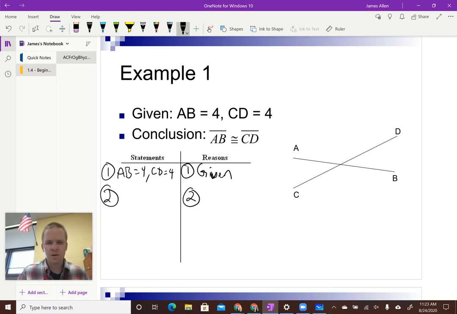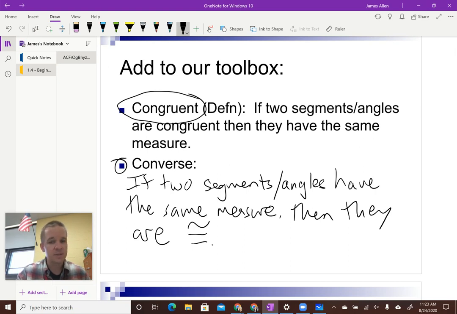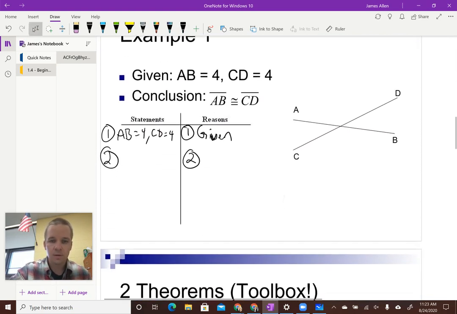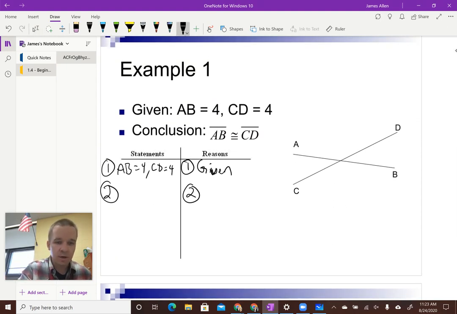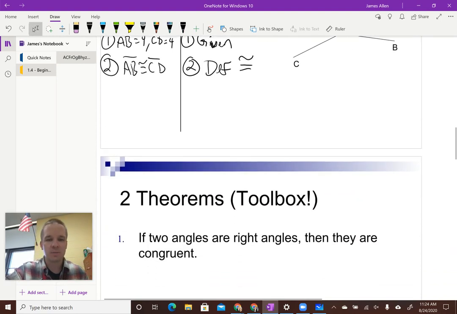Okay. Now our second step, well, to say that they are congruent, that's just saying, hey, if they have the same, we're using the converse here. If two segments or angles have the same measure, then they are congruent. Do these have the same measure? They certainly do. So AB is congruent to CD. I like it. And our reason is definition congruent. You could write out if two segments have the same measure, then they are congruent. We're going to use definition congruent so often we're going to know it means that we're just going to write out def congruent. Okay, save a little bit of time. We get to writing quite a bit in some of these proofs.